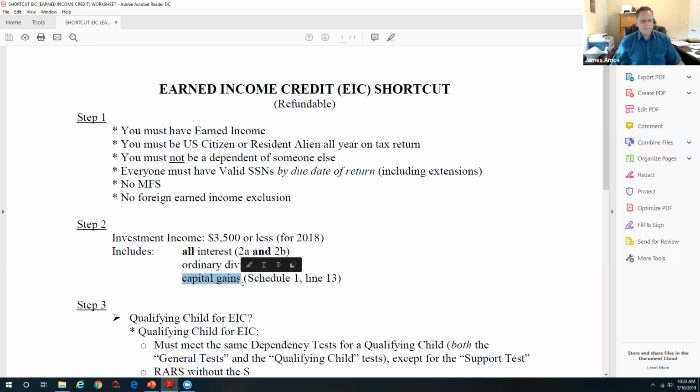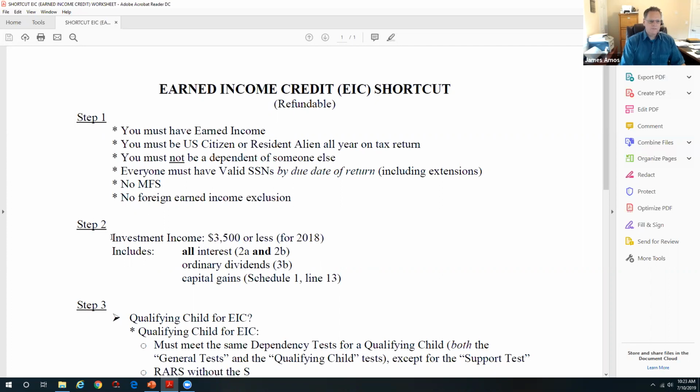Okay, good. Now you just memorize those few things, and for 2018, if all of those things add up to more than 3,500, you're disqualified from earned income credit. Okay. So step one is a bunch of just miscellaneous rules we have to make sure we meet.